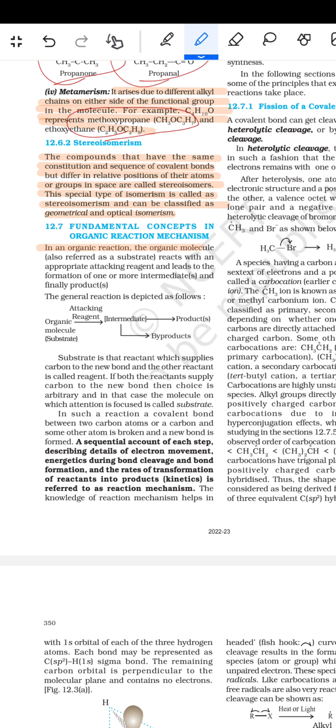Fundamental concepts in organic reaction mechanism. In an organic reaction, the organic molecule, also referred to as the substrate, reacts with an appropriate attacking reagent and can lead to the formation of one or more intermediates and finally products.